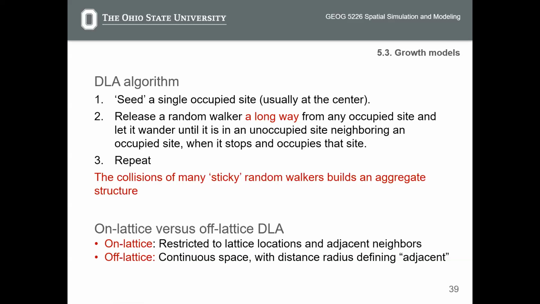You can use a threshold of distance to do that. If a walker is close enough to an occupied site, then we say this walker can occupy the current location and rest. So the next walker will be produced and repeat this process. Okay, so in this course, we're only going to discuss the situation for off-lattice DLA.